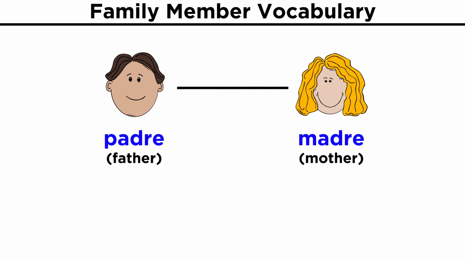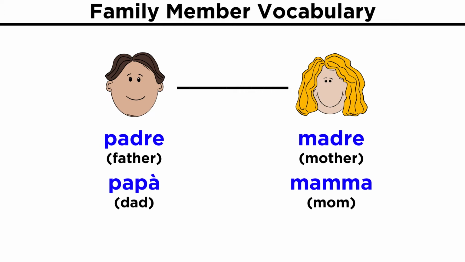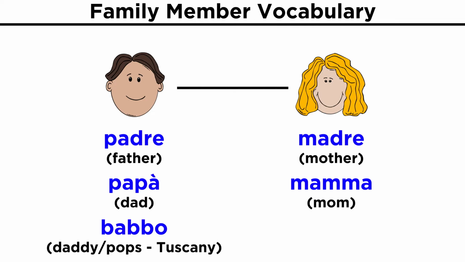Padre and madre are the most formal words for father and mother. You will also often hear mamma and papà, which are terms of endearment. In addition, some regions have their own slang, like in Tuscany, where children sometimes refer to their father as babbo, which means something closer to daddy or pops.